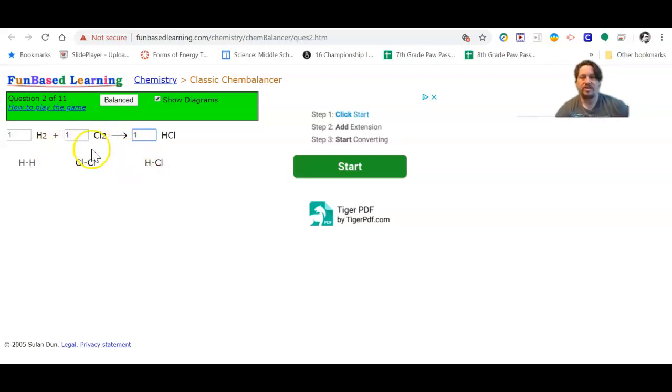Both sides of the equation have to equal each other. To do this, we can change the coefficients. So if there are 2 of these molecules, that means we have 2 hydrogen, which matches over here, and we have 2 Cls, which matches over here. This is a balanced equation. H2 plus Cl2 yields 2 hydrochloric acid molecules. Okay?